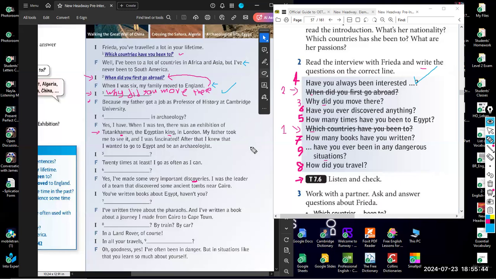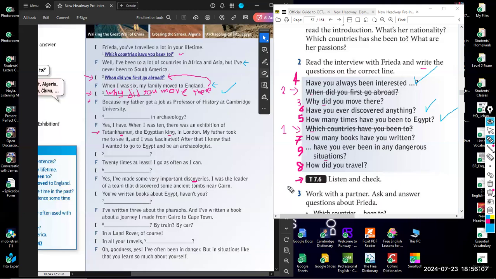After that, I knew that I wanted to go to Egypt and be an archaeologist. How many times have you been to Egypt? 20 times at least. I go as often as I can. Have you ever discovered anything? Yes, I've made some very important discoveries. I was the leader of a team that discovered some ancient tombs near Cairo.